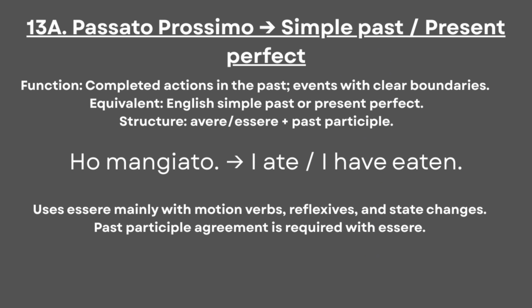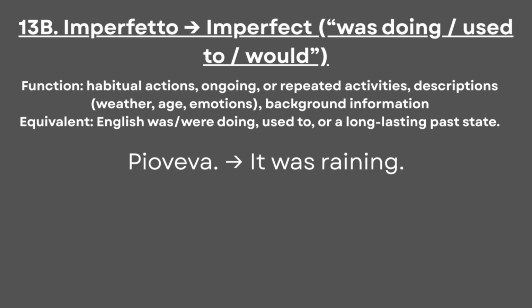This tense overlaps with two English tenses, the simple past, as in ate, or the present perfect, as in have eaten. It also uses the auxiliary verbs avere or essere, followed by a past participle. Another form is the imperfect past, which describes ongoing and habitual past actions. In English, this can mean using was or were doing, used to do, or a long-lasting past tense. English also splits this concept across the progressive tense, while Italian expresses it all with the imperfect.